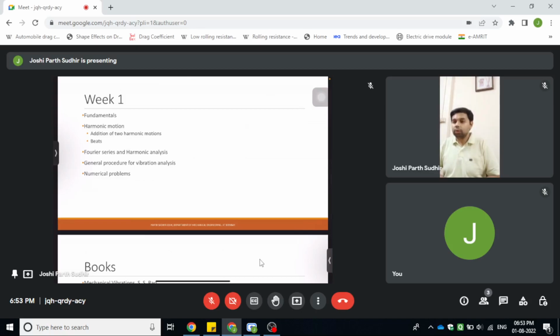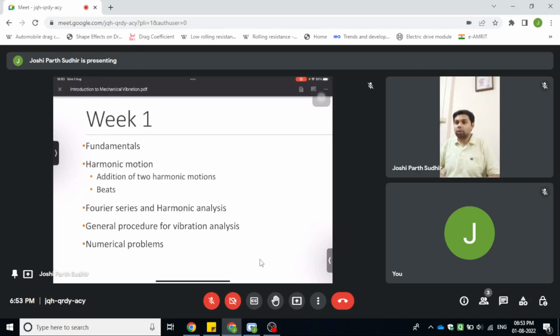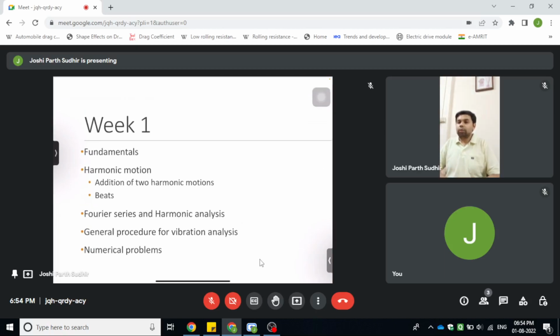In the first week of the course, these are the kinds of concepts that were covered. The first week included mainly the fundamentals of vibrations, the kinds of applications, and the scenarios in which we encounter vibrations. The discussion also included where vibrations may be undesirable, as well as some applications where vibrations are actually useful. All these applications have been discussed.